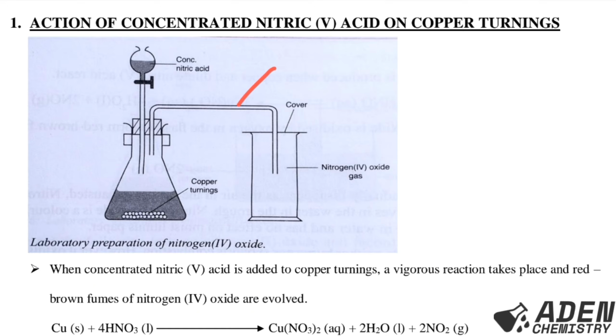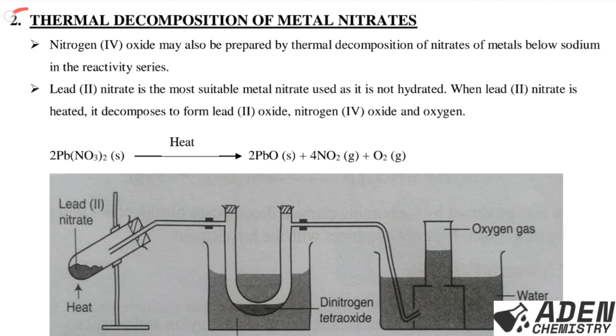So next, let's proceed to the second method of preparing nitrogen peroxide gas in the laboratory, and that's thermal decomposition of metal nitrates. And we are saying nitrogen peroxide may also be prepared by thermal decomposition of nitrates of metals below sodium in the reactivity series. So when we go back to the reactivity series, the most reactive metal was potassium followed by sodium.